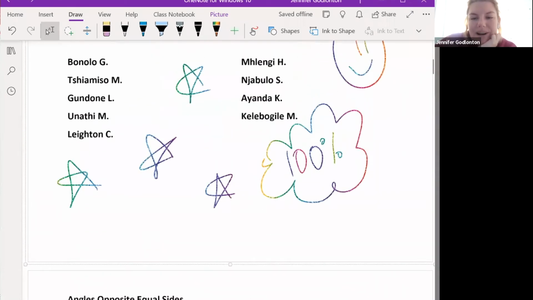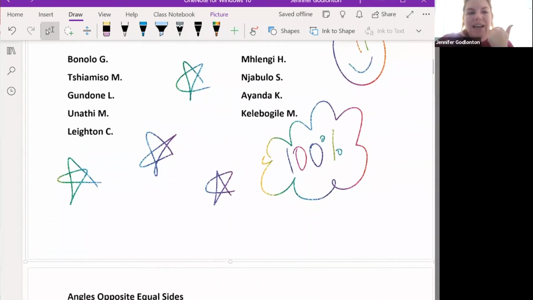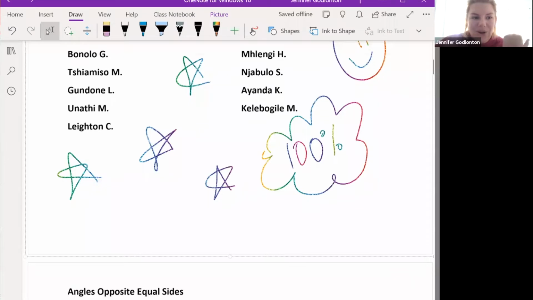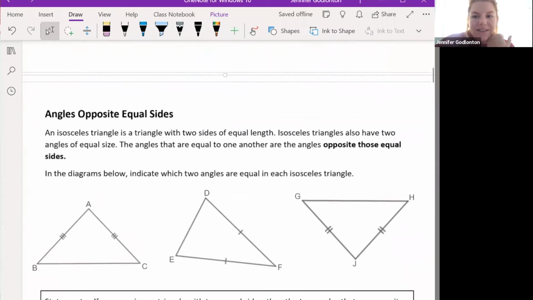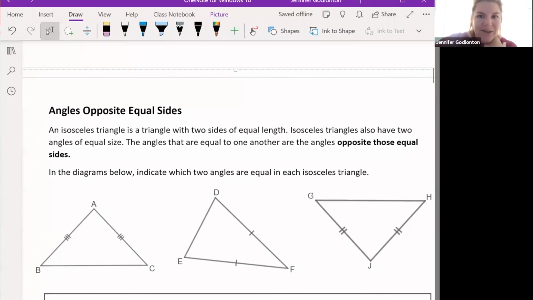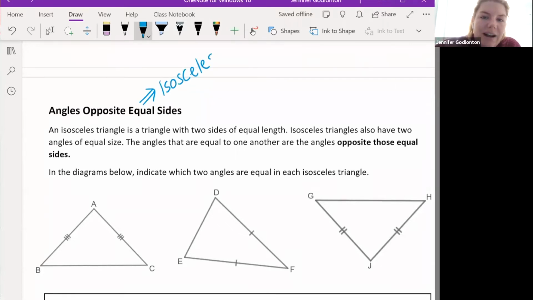We have learned a bunch of rules so far. We have learned angles on a straight line. We have learned vertically opposite angles. We've learned sum of angles in a triangle. We've learned exterior angles of a triangle. We've learned angles around a point. And today we are going to learn a new one. We are going to learn angles opposite equal sides. And this is a rule that we use when we are dealing with isosceles triangles.